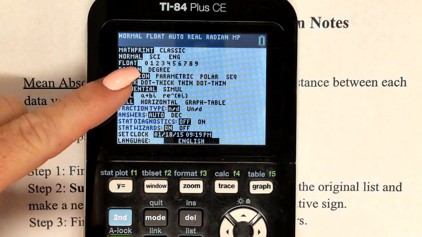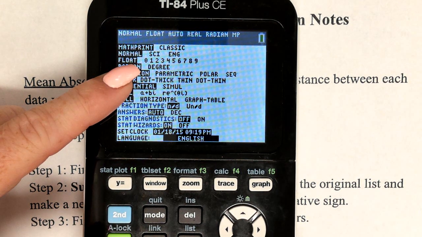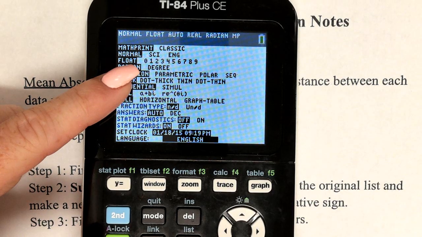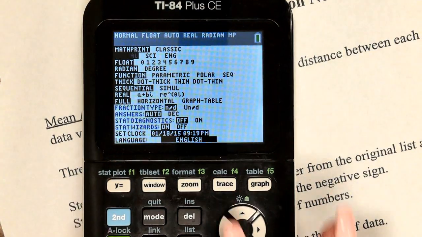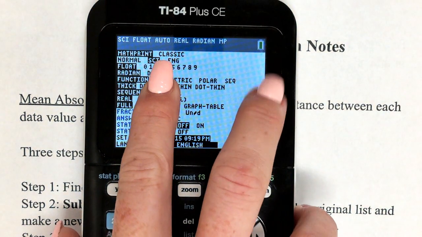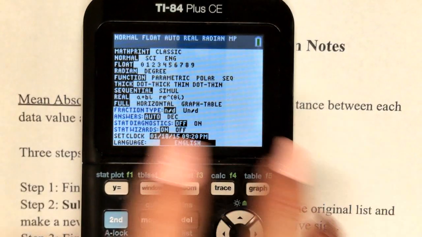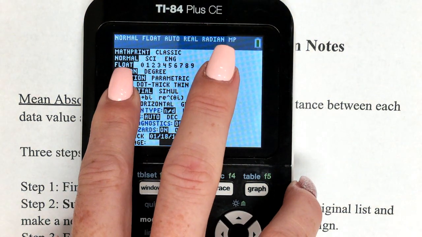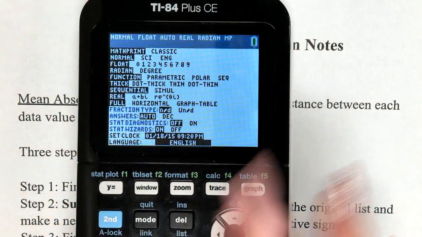And then make sure float is black. Make sure normal is black. If it isn't, then hit enter over normal. So for example, if it looks like this, everybody look, I'm in scientific mode. I don't want that. I want to be in normal. So I go to normal and hit enter. And then you're checking to make sure float is black because we're not rounding today. Is everybody okay? All right, second quit.